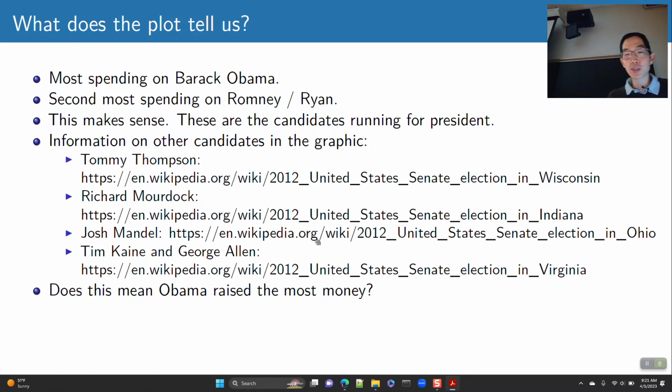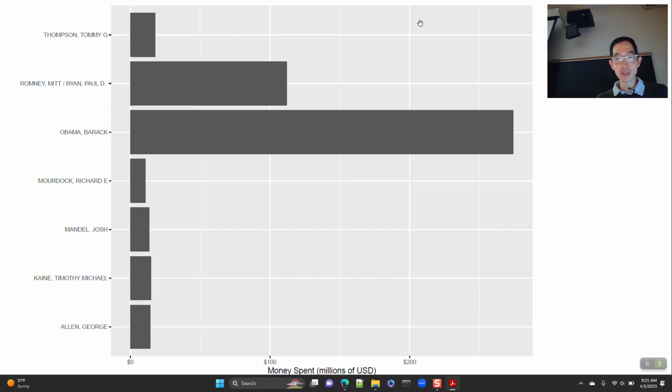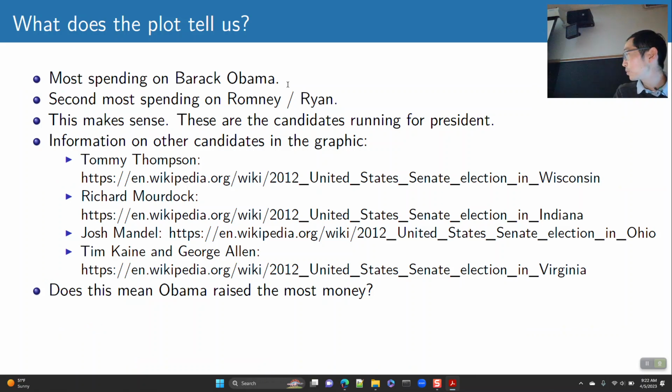You can look up the 2012 election for each of these, and a lot of these were Senate elections. Those are seen as higher stakes political elections other than the president. Basically, the most amount of money was spent on Obama and Romney, and they were running for president. If we look at all of this money spent on Obama, 200 something million, over 250 million, Romney over 100 million. Does that mean Obama raised the most money?